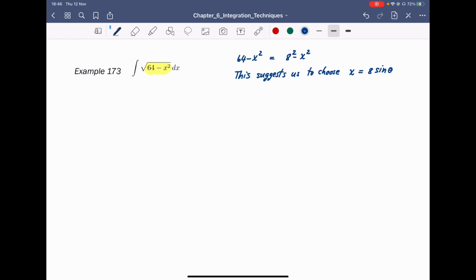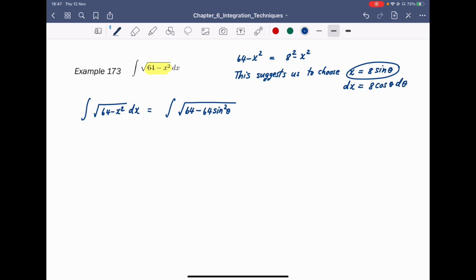So now our integral, square root 64 minus x squared dx, is going to be integrate square root 64 minus, so I am going to replace x by 8 sine theta. So x squared is going to be 64 sine square theta. And then I have to change the dx to d theta. So when x equals 8 times sine theta, dx is going to be 8 times cosine theta d theta. All right, so I'm going to just add that at the end.